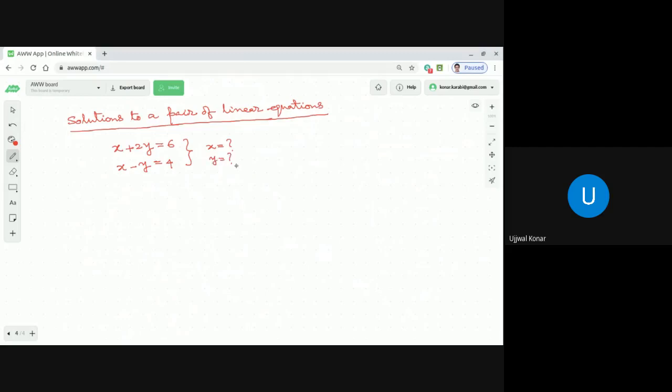And there are a few methods we can apply. The first method is called the method of substitution. There are three methods by which we can find the solution to a linear equation. So what are those that we are going to learn now? The first one is known as the method of substitution. What is substitution? Let me explain by means of an example.